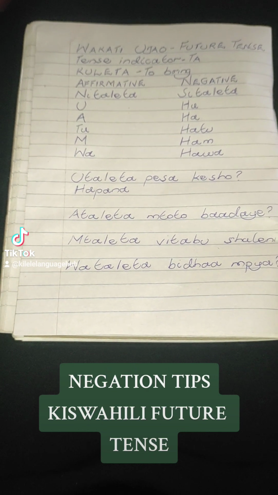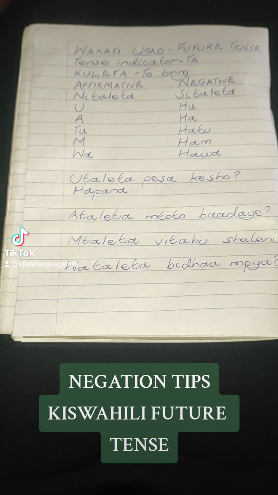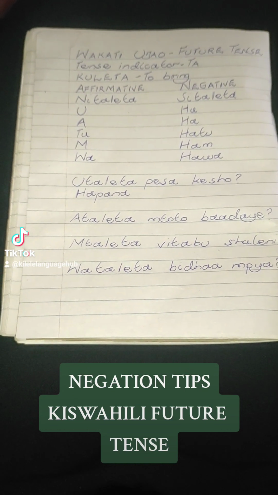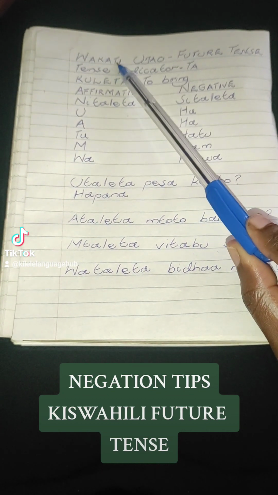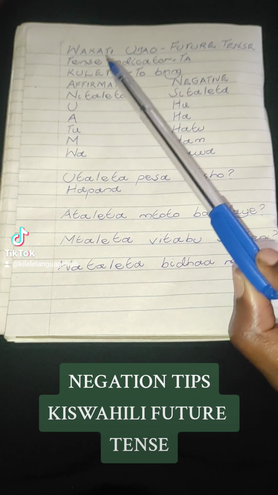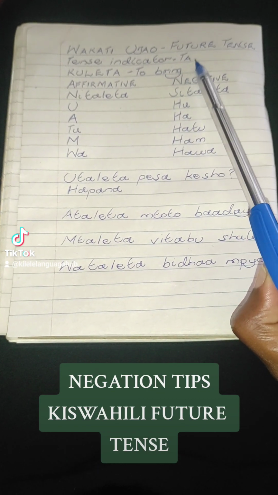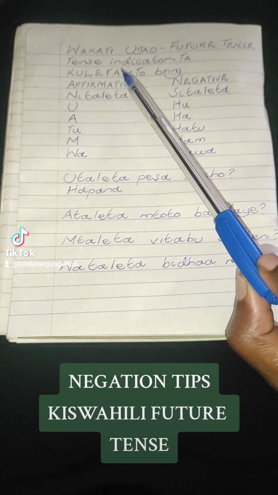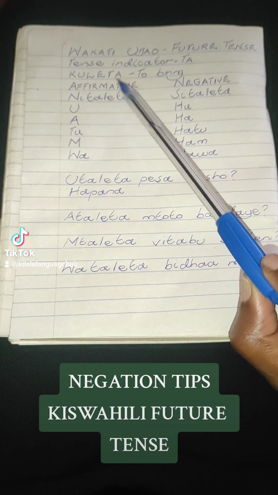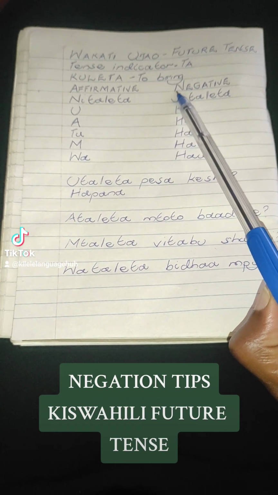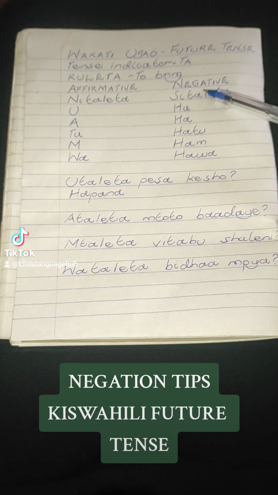Karibuni sana. We continue with our series on negation tips, and today we are going to focus on the future tense. Wakati ujao, the future tense. So the tense indicator for the future tense in Kiswahili is ta. Now, to help us learn how to negate, we are going to use the verb kuleta. Kuleta is the verb to bring. So we are going to break it down both in the affirmative and the negative.